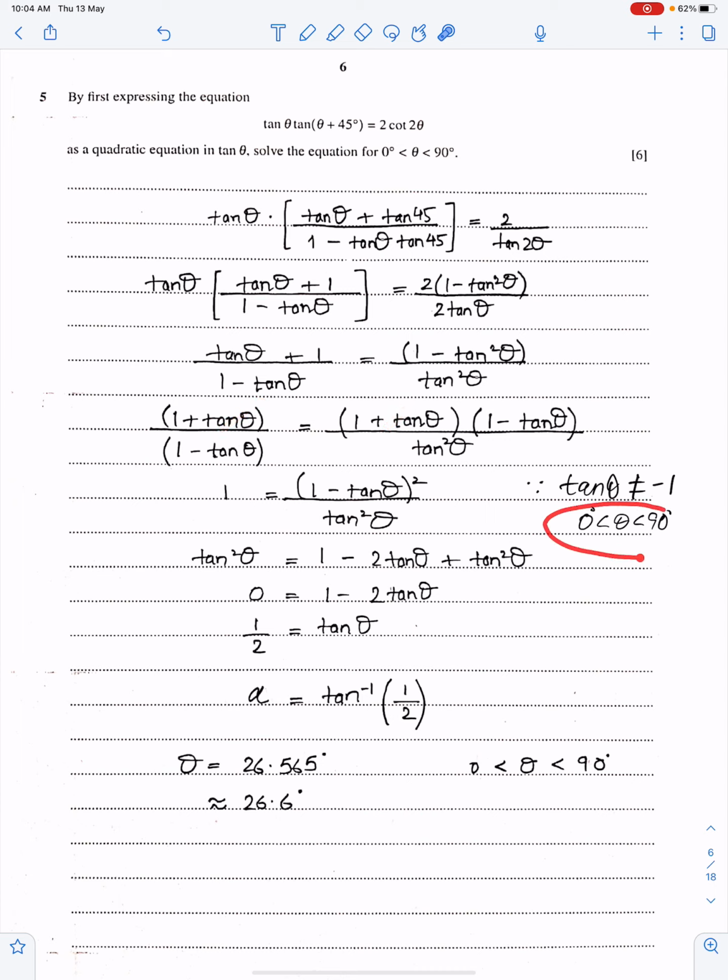This is the condition. Since we are working in the first quadrant, tan theta is not equal to minus 1. That is why I cancelled these two. Otherwise, in general, you must not cancel these two. You need to factorize the equation carefully. Now we have this equation. By bringing tan square theta here and expanding this, we have this equation. This is the quadratic equation.